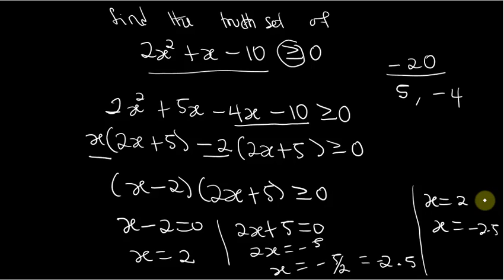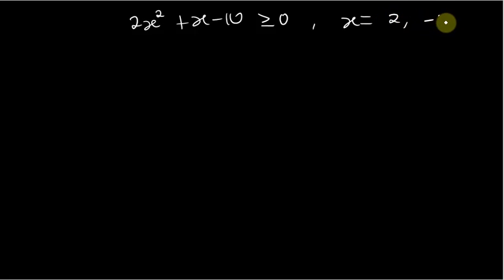Now we have the two values. So how do we find the true set of this particular quadratic inequality? Once again, let's use the graphical approach. The expression was 2x squared plus x minus 10 is greater than or equal to 0. And we had the two values to be equal to x being equal to 2 and then negative 2.5. Okay. Now my question is, what is going to be the nature or the shape of this particular quadratic expression?